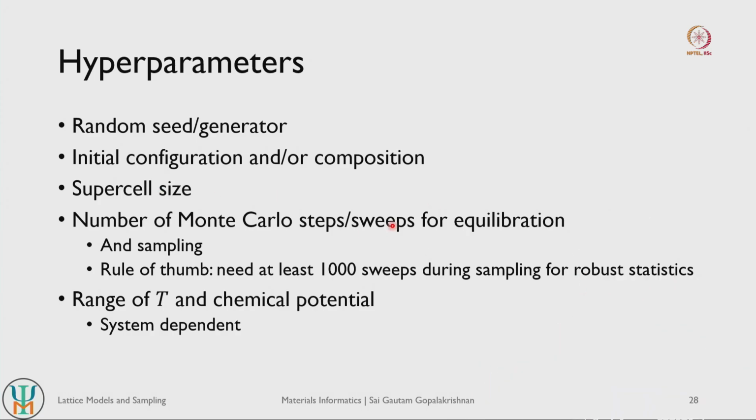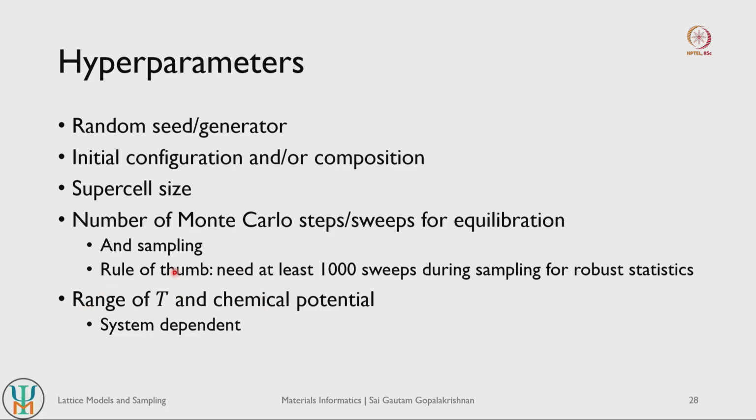Number of Monte Carlo steps or sweeps for equilibration is a very important quantity, and also how much you sample is again an important quantity. Rule of thumb is you at least need about 1000 sweeps of sampling for robust statistics. So you at least need 1000, you may need more, right.